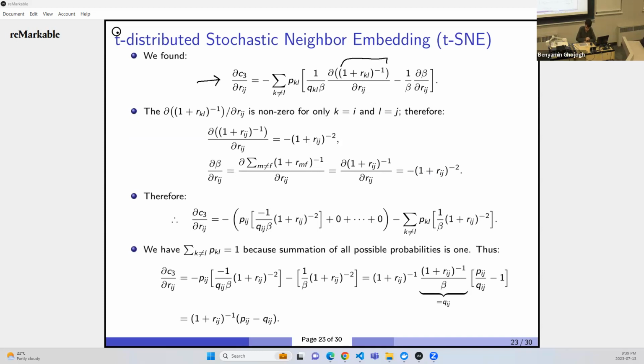Then we have the derivative of this term. This term, how do we calculate this derivative? Can you tell me? With respect to Rij. So the derivative of (1 plus RKL) inverse with respect to Rij. It's always 0. And it's non-zero only if k equals i, L equals j. Right?